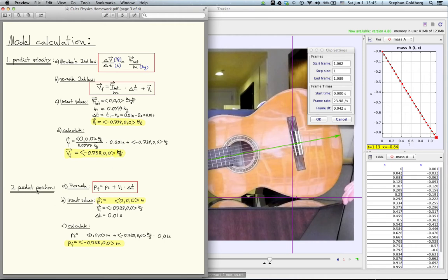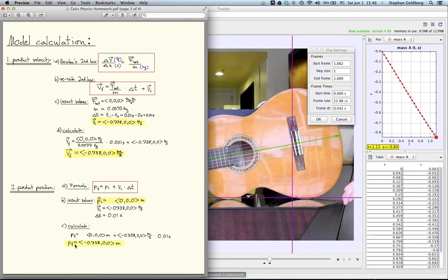Now, to predict the position of the coin, we take its initial position and add its initial velocity times the time interval to that. The time interval we chose to be 0.01 seconds. So we obtain a final position. This is the position of the coin after 0.01 seconds.